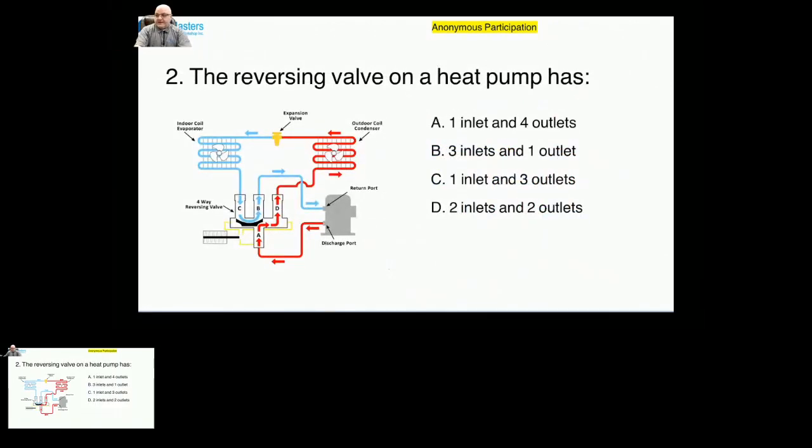The reversing valve on a heat pump. So this is your second question, and it is on Socrative. You should see this question also on the device through which you have signed into Socrative. Let's take a minute. My microphone is still working. I'm just giving you some time to think about this.